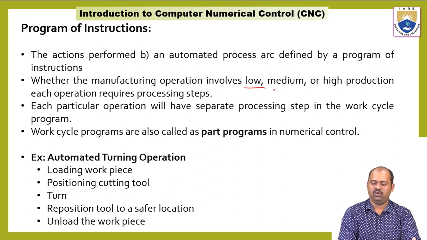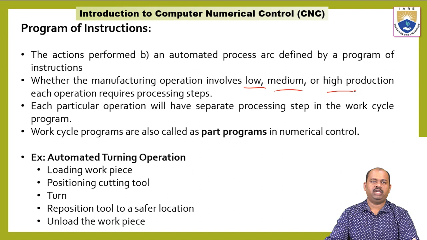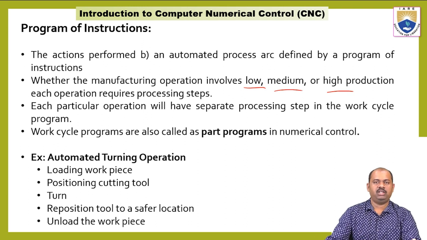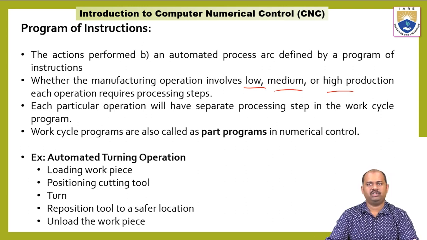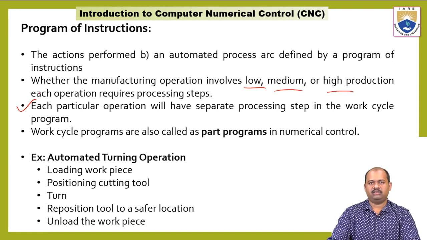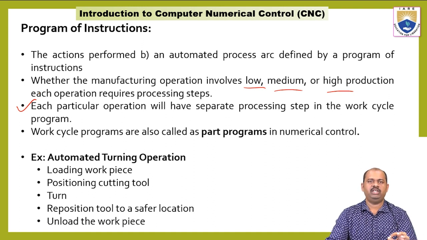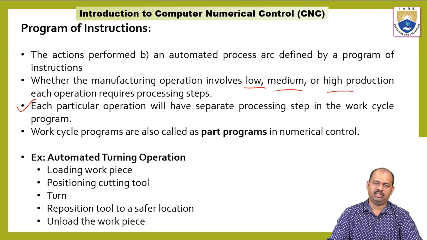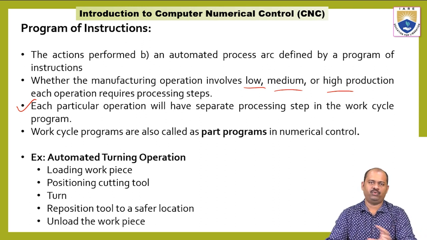Depending on the low, medium or high production, we can give different programming steps for the processing of the manufacturing. And then each particular operation will have a separate processing step in the work cycle program. So while giving the programming steps, each programming step is given to each step of the manufacturing process. So each process will have a separate program.